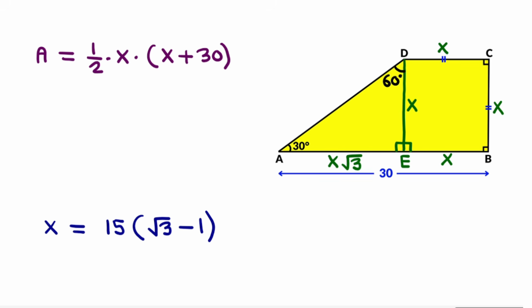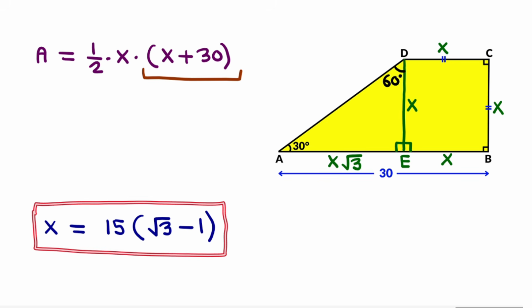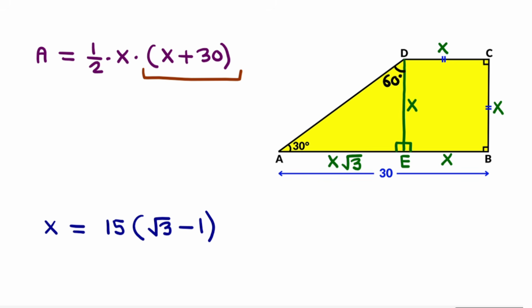Before substituting everything, let's simplify x plus 30. Since x equals 15 times the quantity, the square root of 3 minus 1, adding 30 gives us 15 times the square root of 3 plus 15. Now factor out 15. So x plus 30 equals 15 multiplied by the quantity, the square root of 3 plus 1. Now substitute both expressions into the area formula.